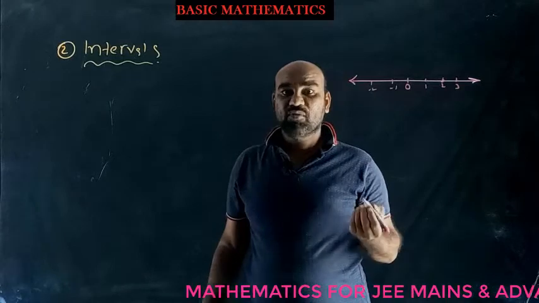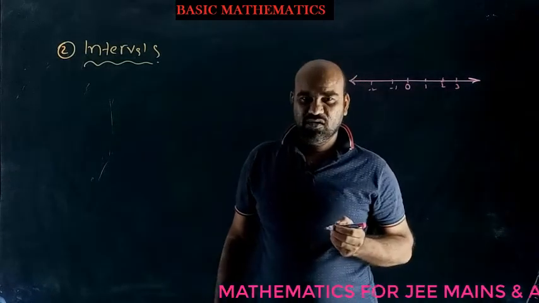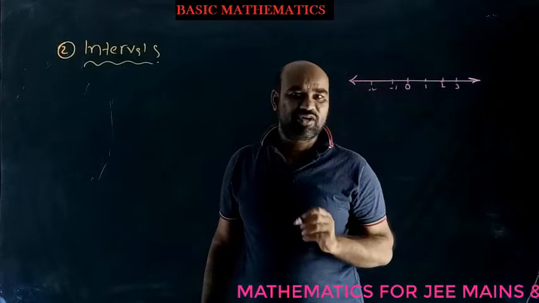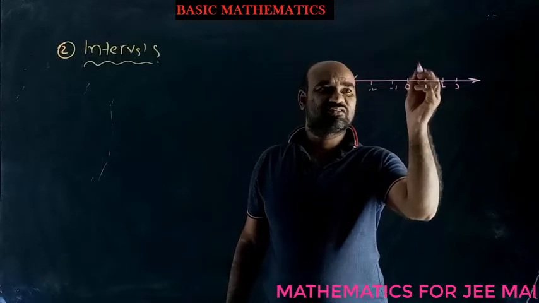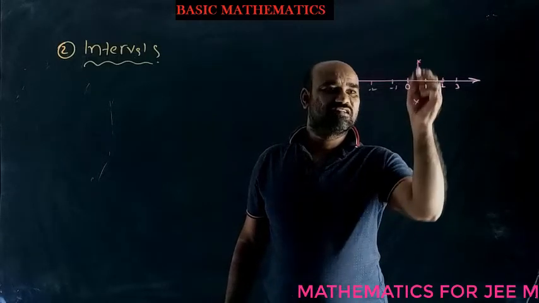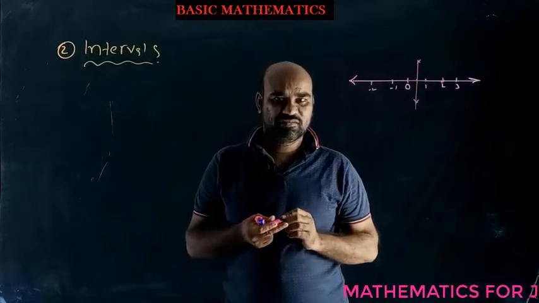We want to identify where 1 by 2 is, somewhere in between 0 and 1. We want the exact location of 1 by 2. We need to draw the perpendicular bisector of this line segment. So this is the exact location of 1 by 2 on the number line.